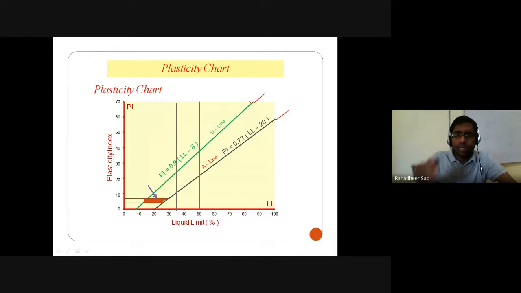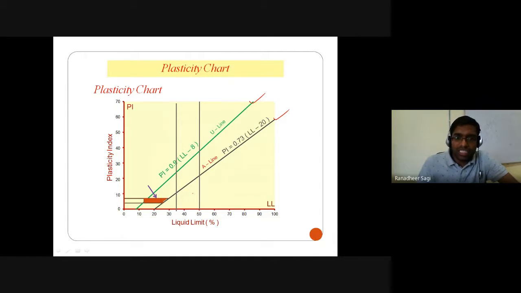Whose liquid limit you have determined, whose plastic limit you have determined. So once the liquid limit and plastic limit are known, then you can calculate the plasticity index value of that particular soil. And once the plasticity index and the liquid limit value of that soil are known, then I'll come to this standard plasticity chart and try to locate the point. Let's say the liquid limit value is something like 40.